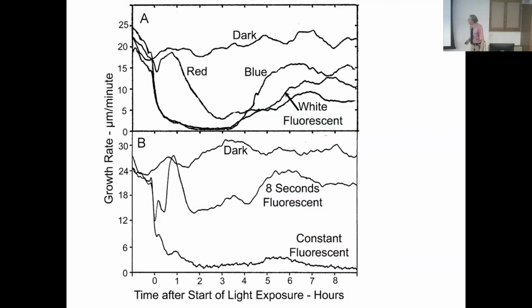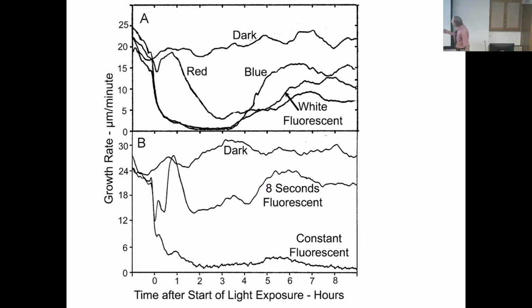Now here's some work by one of my graduate students, Fred Beringer. What he was doing was tracking the growth rate of the stems second by second with a very sensitive system, and looking at the change in growth when you turn on the light. So up the side, we have the growth rate. On the bottom, we have hours after exposure, and the light came on at 0.